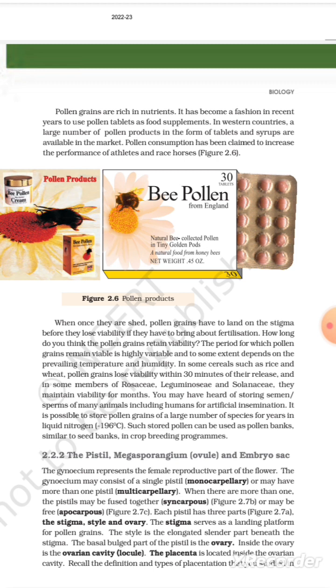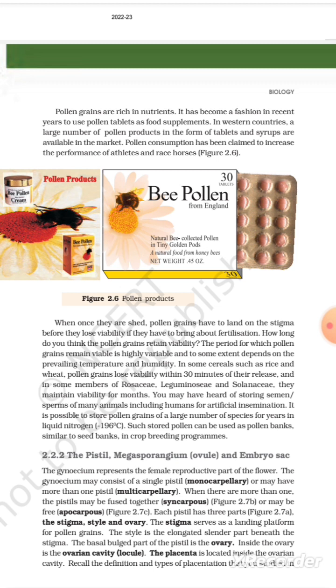2.2.2 The pistil, megasporangium (ovule) and embryo sac. The gynoecium represents the female reproductive part of the flower. The gynoecium may consist of a single pistil (monocarpellary) or may have more than one pistil (multicarpellary). When there are more than one, the pistils may be fused together (syncarpous, Figure 2.7b) or may be free (apocarpous, Figure 2.7c).